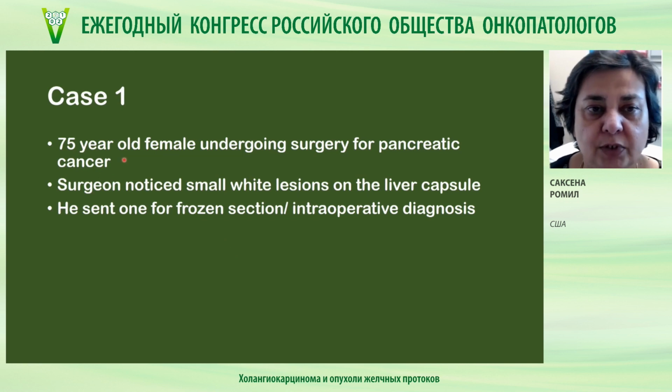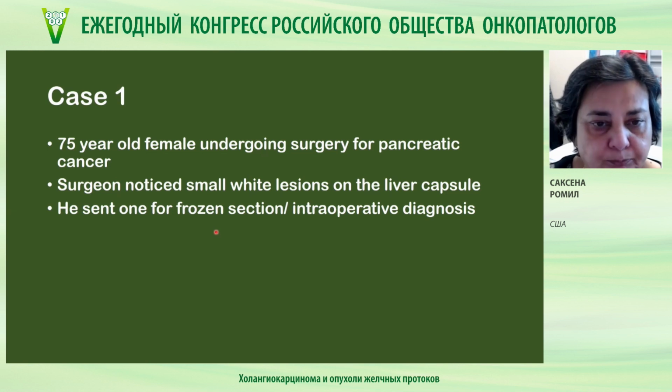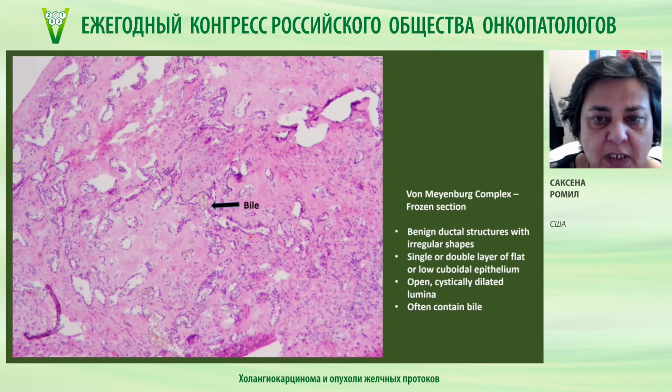This is a 75-year-old female undergoing surgery for pancreatic cancer. The surgeon noticed small white lesions on the liver capsule, and he sent one for frozen section or intraoperative diagnosis. So this is the frozen section of the lesion, and what we see are benign ductal structures in irregular shapes. For example, over here, this has a very irregular shape. It's a benign structure. There are some more over here. Some of these are cystically dilated, like over here.